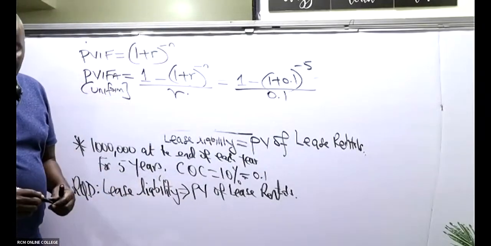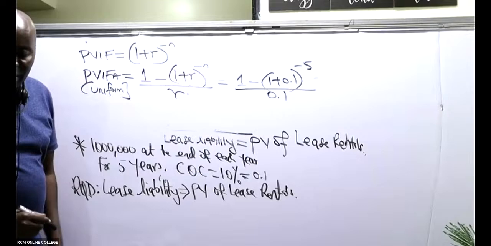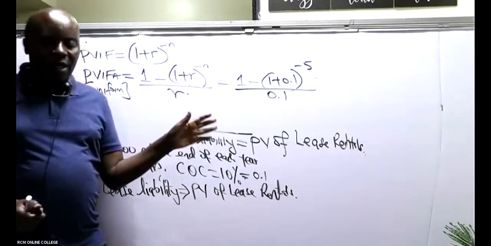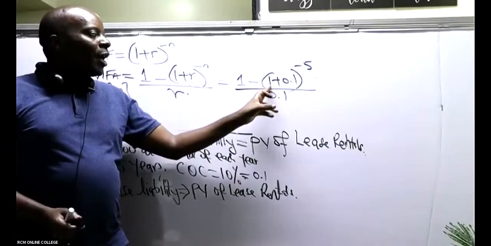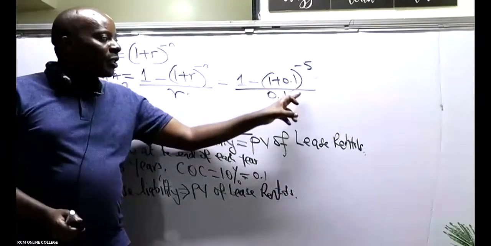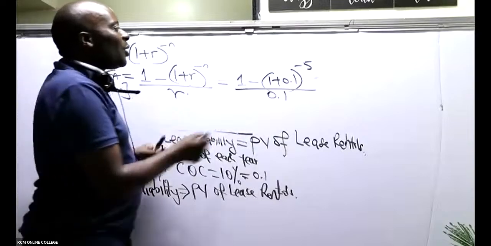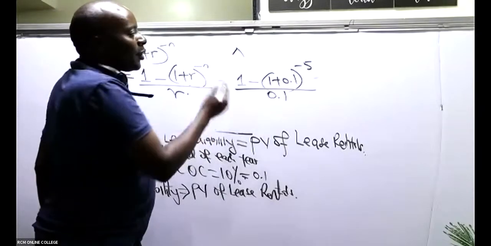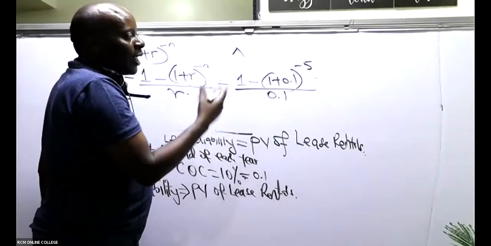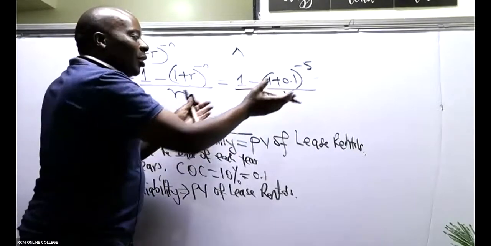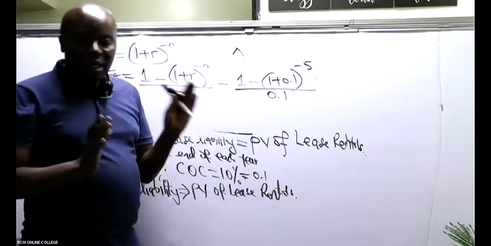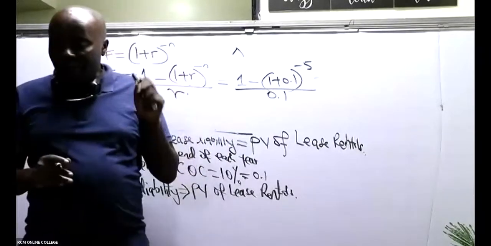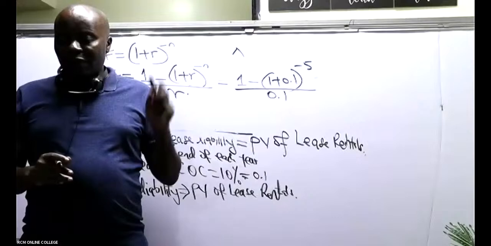So is there somebody, ladies and gentlemen, who is able to pick their calculator and do the following? They say 1 minus, open brackets, 1 plus 0.1, close. And then you say raised, you'll be able to see x raised to 1. So you say raised to negative 5, and then you say equals first. Before anything, you must say equals. And then at the end of the day, you say divided by 0.1.